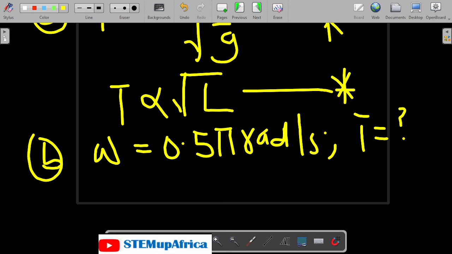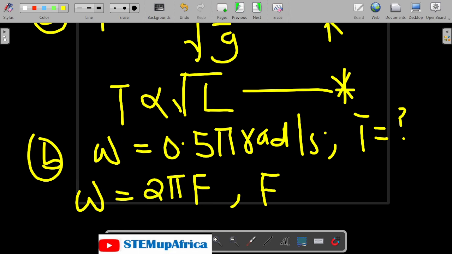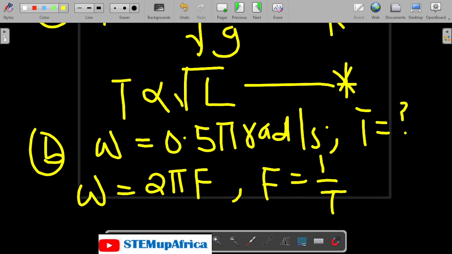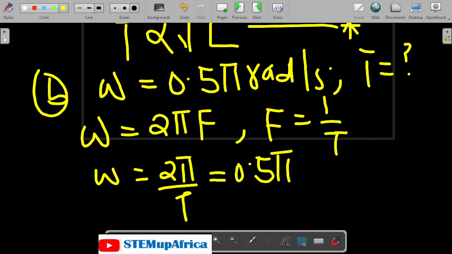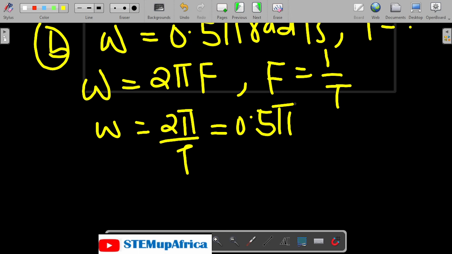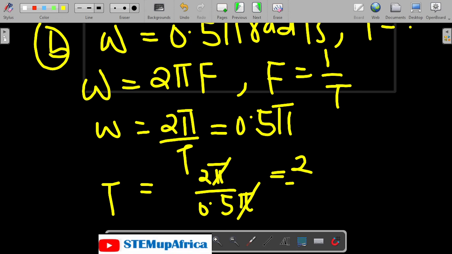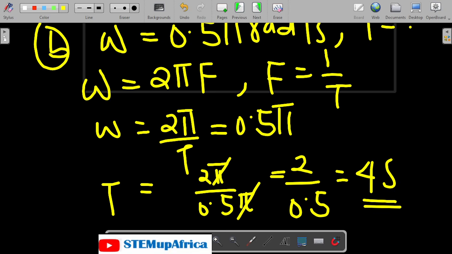So we know that omega, which is angular velocity, is 2 pi f. And frequency itself is simply 1 over period. So if I substitute the values, what are we having? We're going to have omega equals 2 pi over T, which equals 0.5 pi. That's the value of the omega. So if I make T the subject of the formula, T will give me 2 pi over 0.5 pi. So pi will cancel pi. I'm left with 2 over 0.5. The answer is 4 seconds. That's the answer for the period.